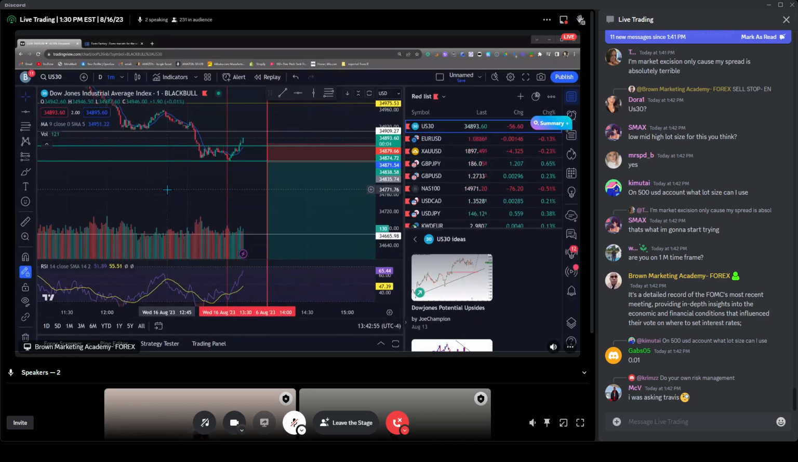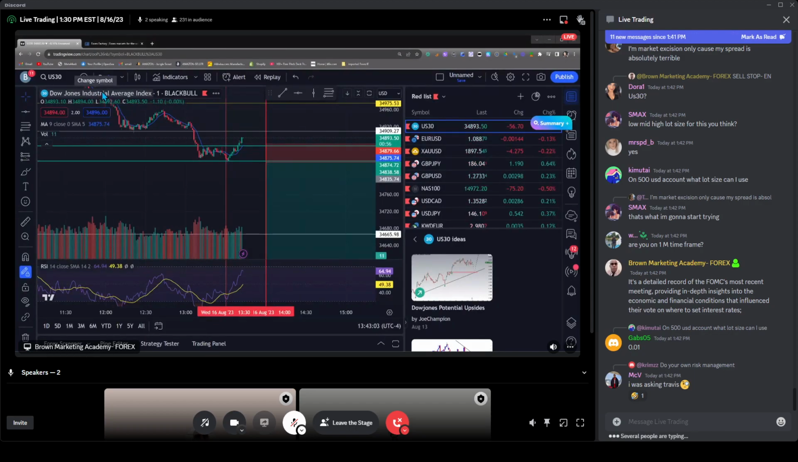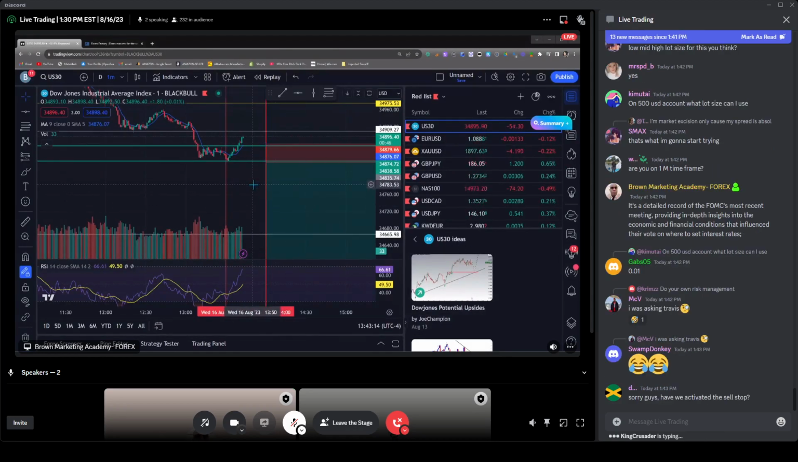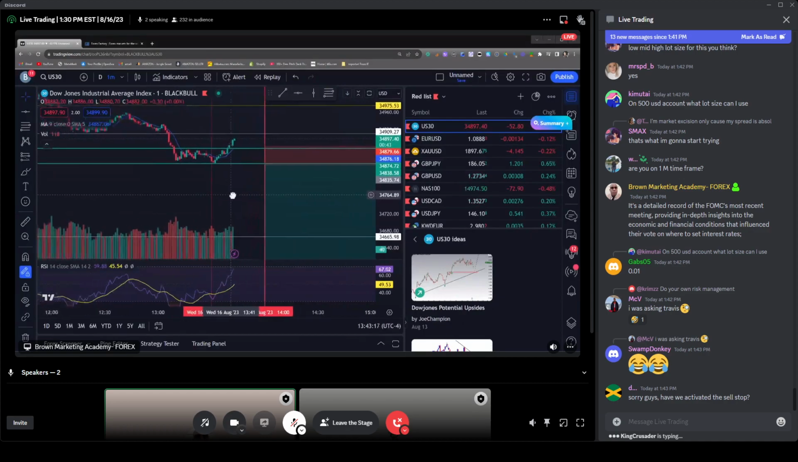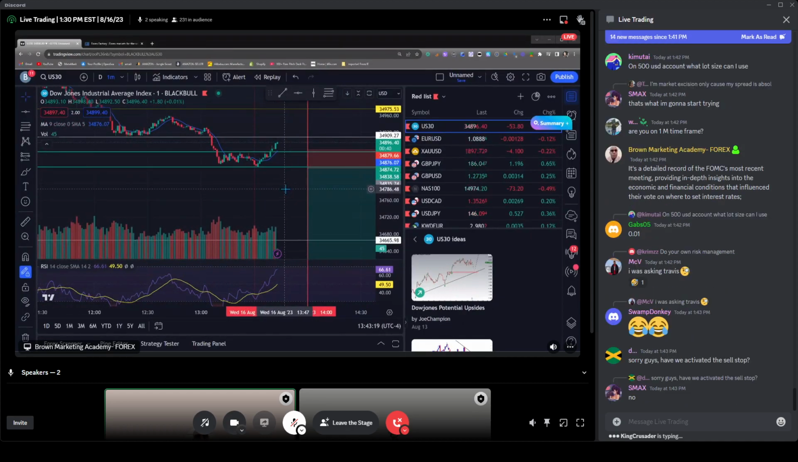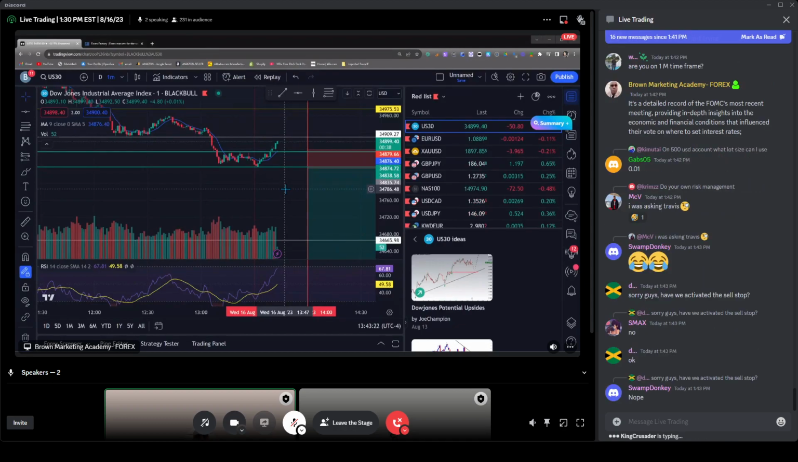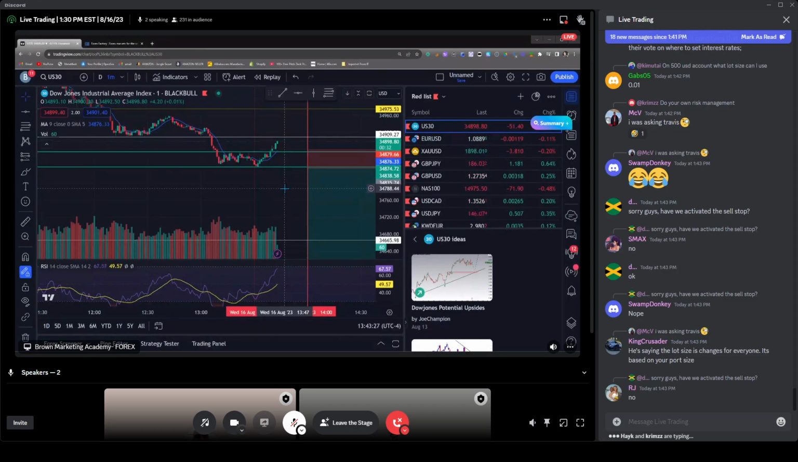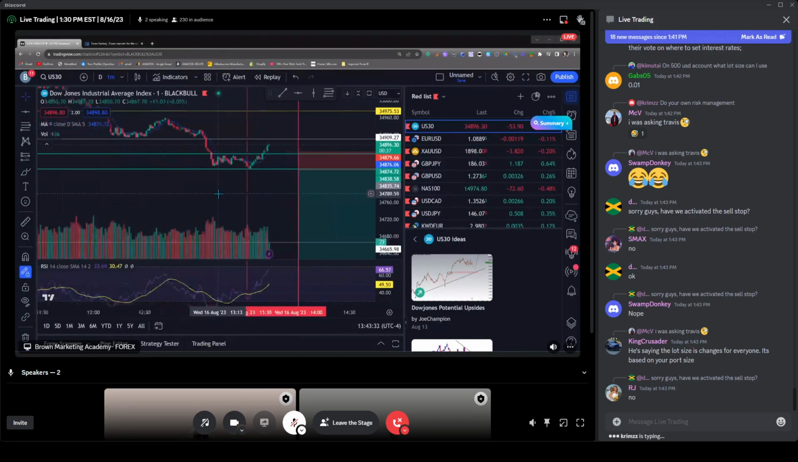Oh, man. Yeah, Gab's right, 0.01 in a $500 account. You could do 0.02, anywhere between 0.01 and 0.03. It's all based on your risk tolerance and how much money you have in your account.